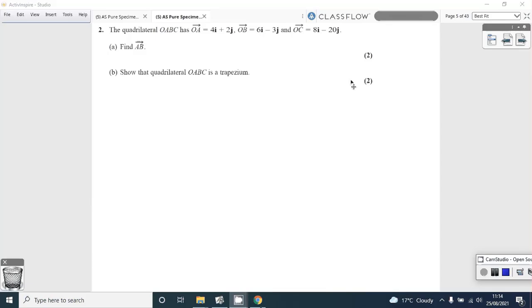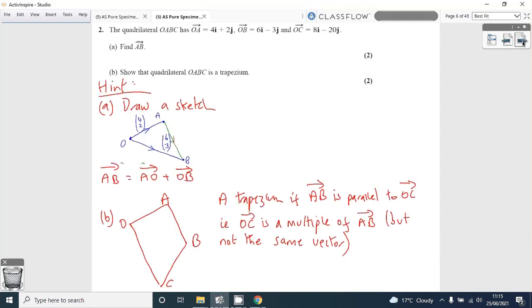Question 2, so pause the video now if you want to just have a go with no hint. Now, the hint for question 2: I think whenever you have a vector question like this, just draw a little sketch to help you gather your thoughts.